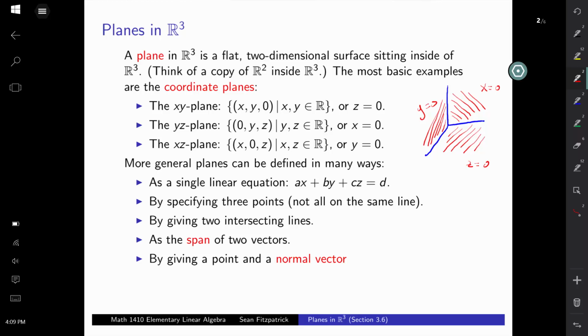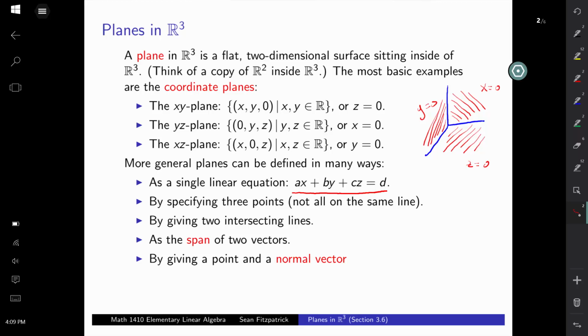So if you want to generalize this idea of a coordinate plane, you want to take something that looks like one of the coordinate planes, but change its orientation in space. You want a plane sitting there at some sort of angle, and we'll see that one way to describe a plane is by taking the general linear equation you would give for a line. If I cover up the c times z, ax plus by equals d, that's the equation of a line in 2 dimensions. Adding one more variable takes you to a plane in 3 dimensions.